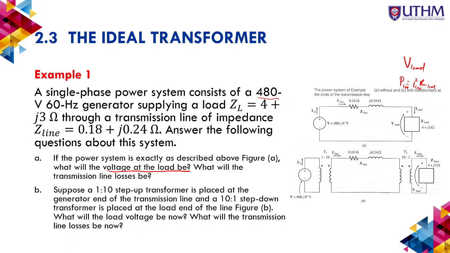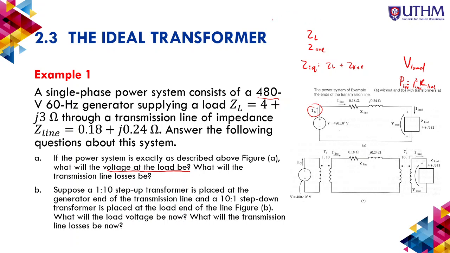I believe this is very easy because this is a normal circuit, where we have the ZL and also a Z line. From this circuit we can see that everything is in series. Since it's in series, we can write Z equivalent becomes Z load plus Z line.